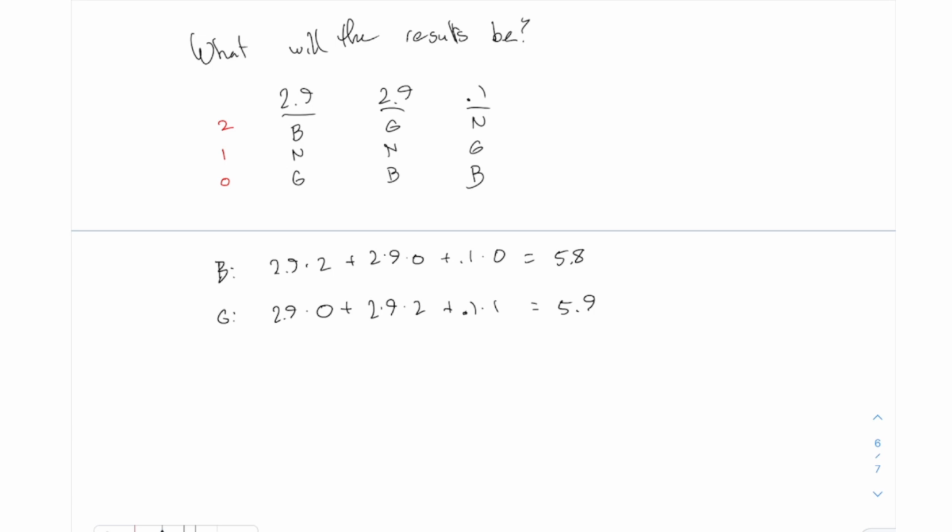And then the Naders, as usual, the Naders. 2.9 times 1 point from the first column, 1 point from the second column, 2 points from the last column. What does that add up to? 6. Can you believe it? Nader wins. He pulled it out, finally.